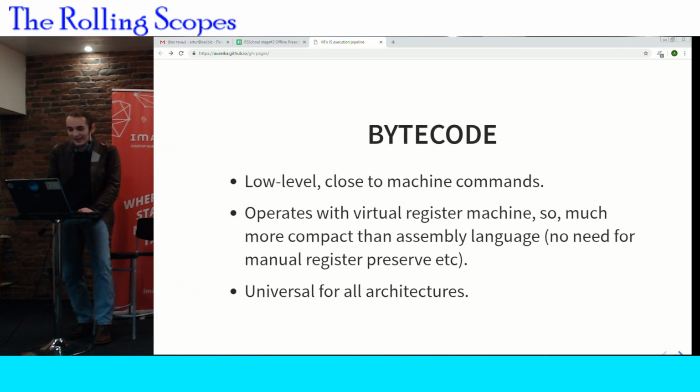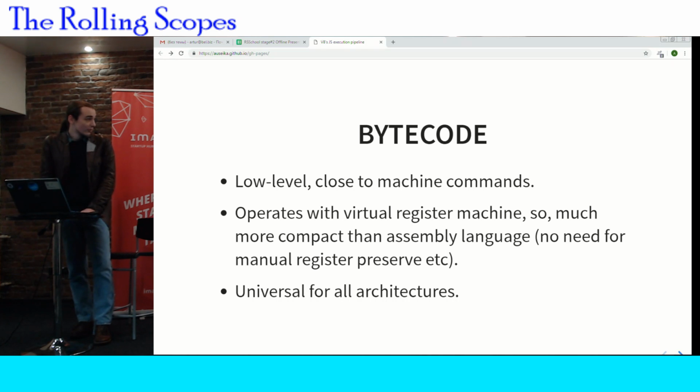And the next stage is the bytecode. So the Ignition compiler processes this abstract syntax tree and transforms it into code which is close to machine commands, but it still operates with a virtual register machine, not the real registers in your processor, so it can be simplified because you don't need to operate with all these bytes. You don't need to preserve registers manually. You probably know it if you tried assembly language before.